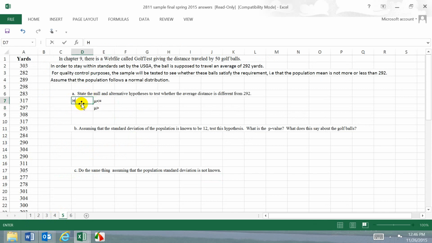H0 and HA. I'm going to just copy it. And let's see. If they're saying that we're concerned that it not be less or more, meaning we're trying to test, is it different than 292? So it's going to be a two-tailed test. H0: mu is equal to 292, or HA: mu is not equal to 292.